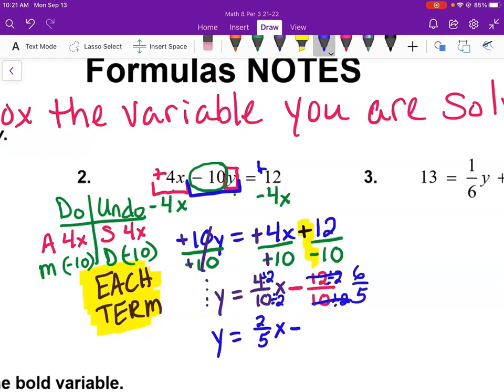Now, this one can be an improper fraction. This one cannot. So you can have 1 and 1/5, or it could be in decimal form. This is the answer.